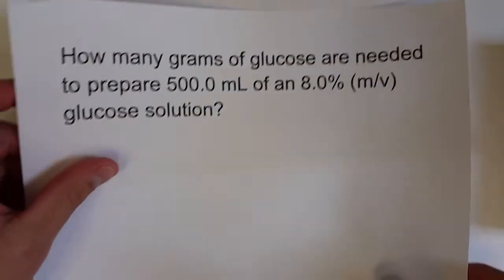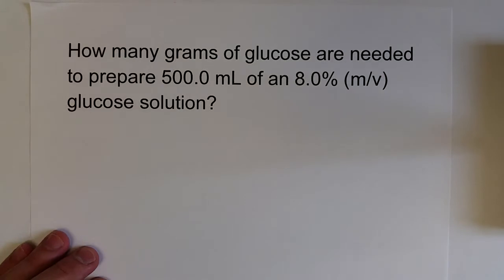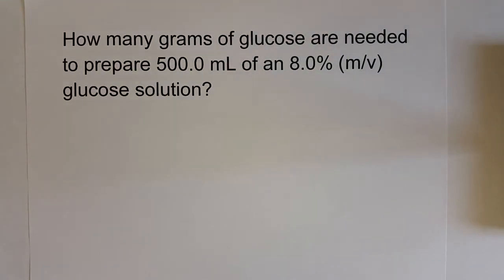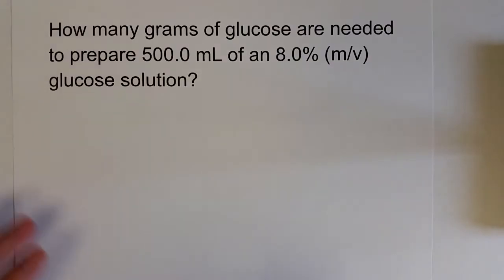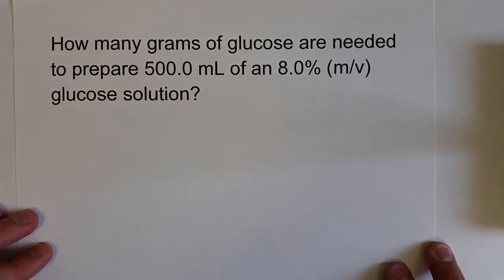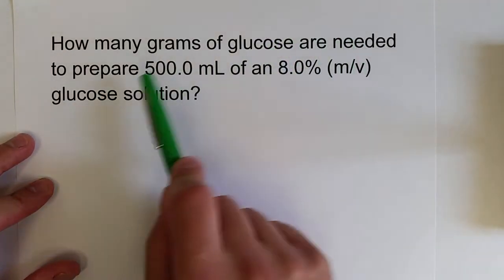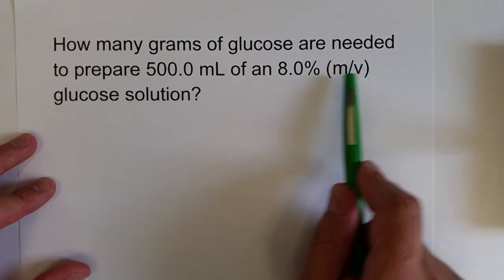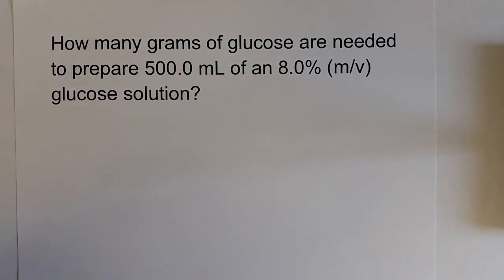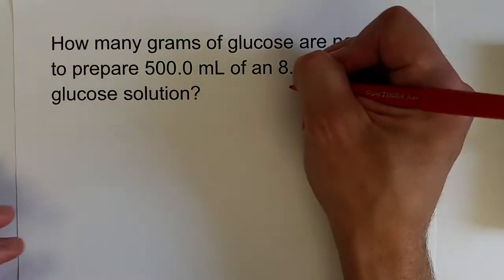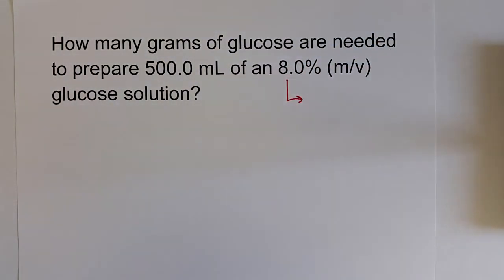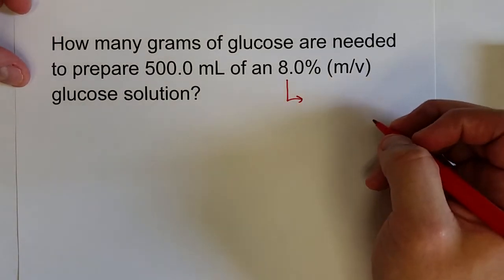Okay, so we'll do one more problem like this, but this time we're going to use the percent mass by volume concentration, and we'll use it as a conversion factor in the same fashion as we did with molarity. Okay, so this is asking for how many grams of glucose are needed to prepare 500 milliliters of an 8.0 mass per volume glucose solution. All right, so using percent as a conversion factor, whether it be percent by mass or percent by volume or mass per volume, it's going to be the same scenario. I know that this is a per 100 based scenario.